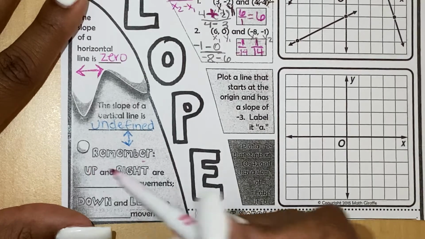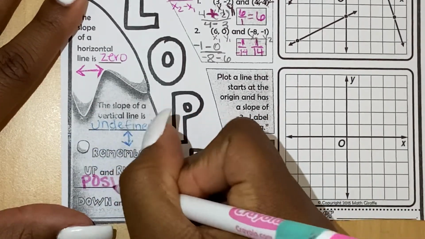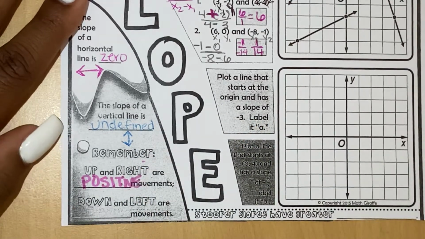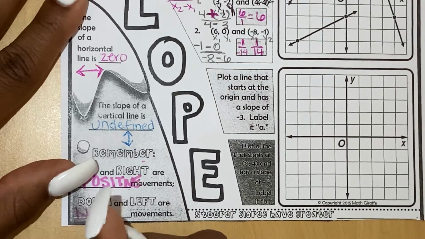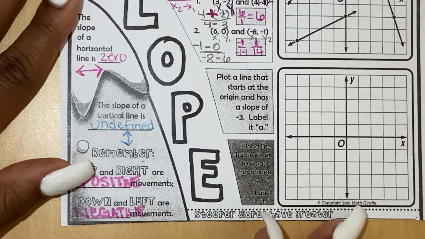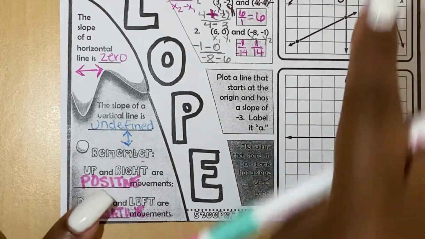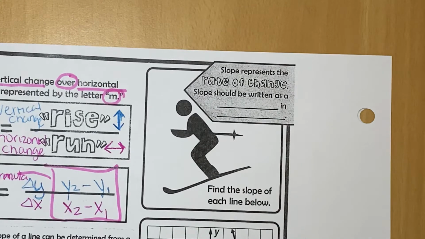Okay? Then we have a note. Remember, up and right are positive movements. Down and left are negative movements. Okay? Now we're going to go up top to the man that is skiing down a slope.